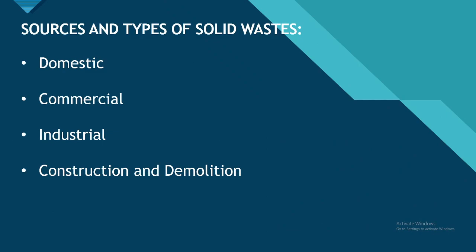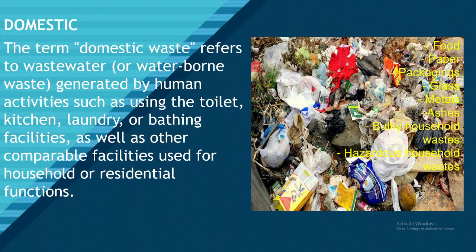Sources and types of solid waste: domestic, commercial, industrial, and construction and demolition. The first one is domestic. The term domestic waste refers to wastewater, or other term, waterborne waste, generated by human activities such as using the toilet, kitchen, laundry, or bathing facilities, as well as other comparable facilities used by households or residential functions. Examples of these are food, paper, packaging, glass, metals, ashes, bulky household waste, and hazardous household waste.